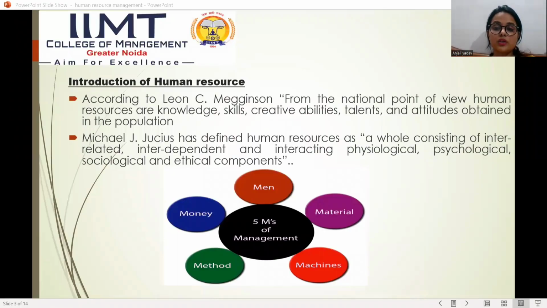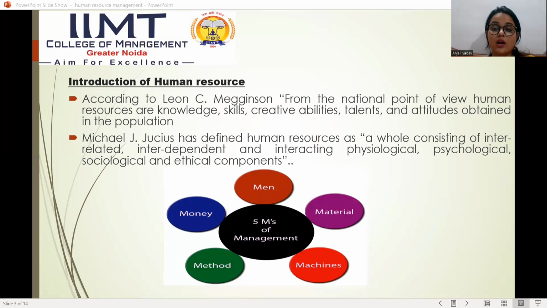Before understanding what human resource management is, we should first understand the meaning of human resource. For the establishment and smooth running of an organization, mainly 5 resources are required, known as the 5 M's of production management, or the foundation of any particular business. That is, men, material, machinery, money, and method, in which men is the active resource of an organization, and the other 4 resources are known as passive resources.